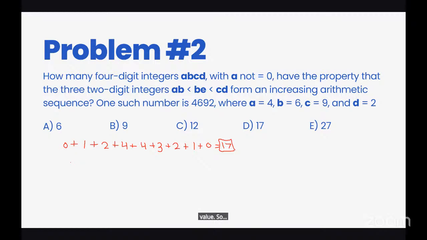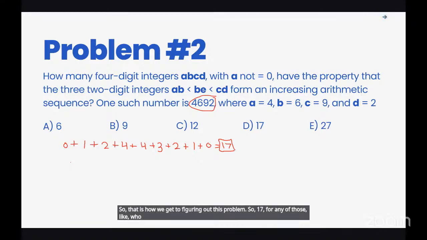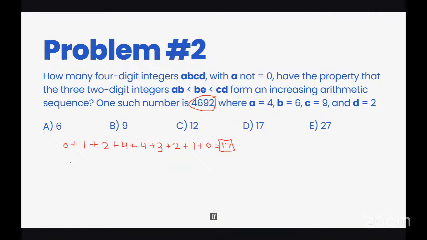So we can verify that our example number 4,692 has B equaling 6 and C equaling 9, and that's right there in B equals 6, right? So our table, the one that we would have drawn out, includes that correctly. So that is how we get to figuring out this problem. So 17, if any of you got to solve it all the way through, if you got 17, congrats, that was a really tough problem.